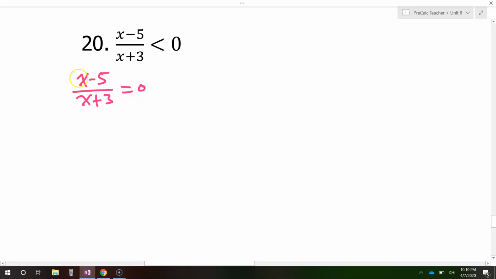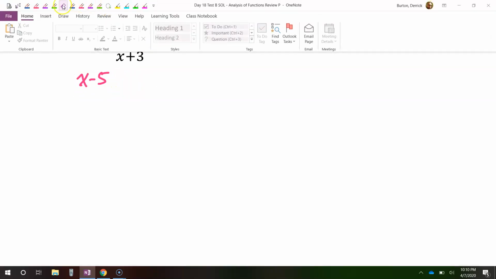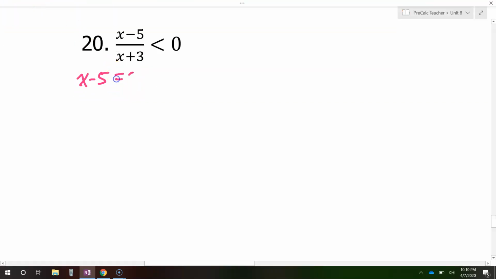Well, the only way for a fraction to equal 0 is if the numerator equals 0. That's the only possible way. The denominator can't be 0 because that would be undefined. So setting this entire thing equal to 0 really means that we're setting the numerator equal to 0. Okay, so that's going to be pretty simple because we immediately get x equals 5. So this is a critical value.